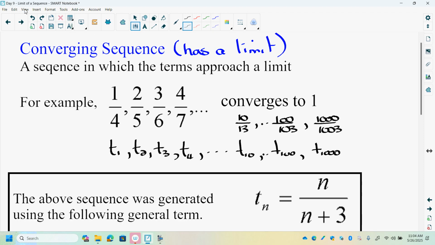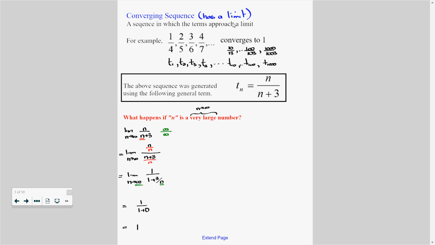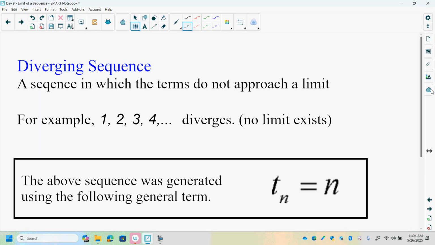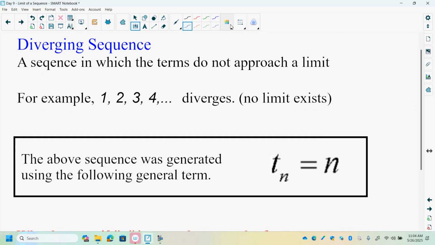So a converging sequence has a limit. This sequence right here converges on 1. There is also a diverging sequence. A diverging sequence does not have a limit, or there is no limit. So add this to your sheet.